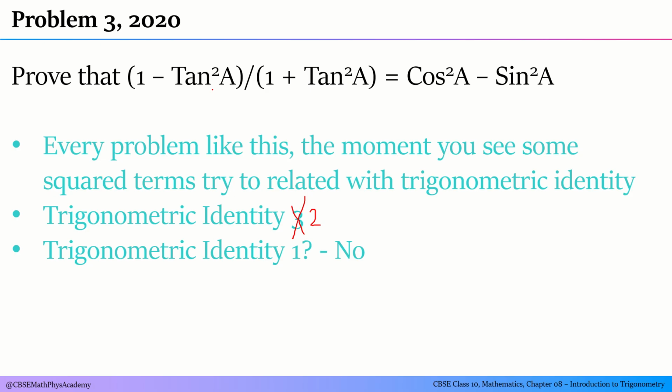Tan square plus 1 is equal to secant square. This is related to trigonometric identity 2. If you see this, it might look like trigonometric identity 1, but it is not so. Identity 1 is sin square plus cos square is equal to 1, whereas here you have cos square minus sin square. So this is nothing to do with trigonometric identity 1.